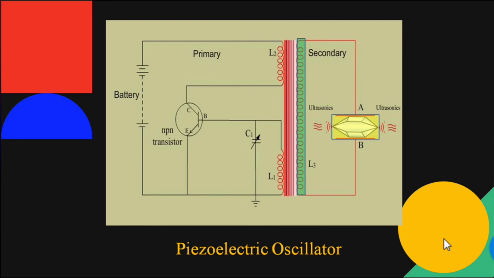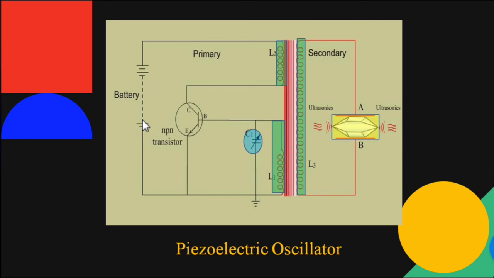The electrodes are connected to the coil L3, which is inductively coupled to coils L1 and L2 of the transformer. The coil L2 is connected to the collector part of that NPN transistor, and the coil L1 is connected to the base part of this NPN transistor. The frequency of the oscillator circuit is adjusted by the variable capacitor C1, which is connected across the coil L1. And a battery is connected in the circuit that acts as a source. So this one is the construction part of the piezoelectric oscillator.